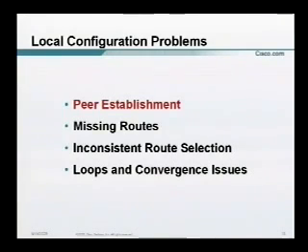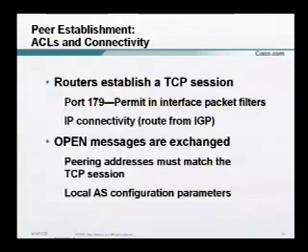Then we've got missing routes, inconsistent route selection, and of course loops and convergence, which is entertaining as well. Peer establishment. I like this slide because these days people are very security minded and they put the filters in on the edge of the network like the good people they are, and they forget to allow BGP.